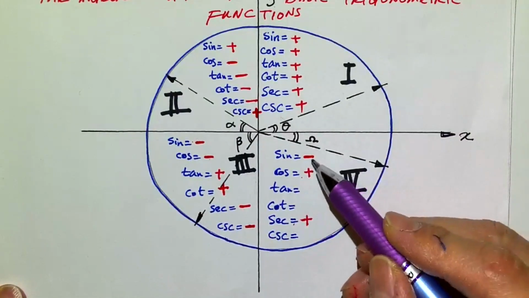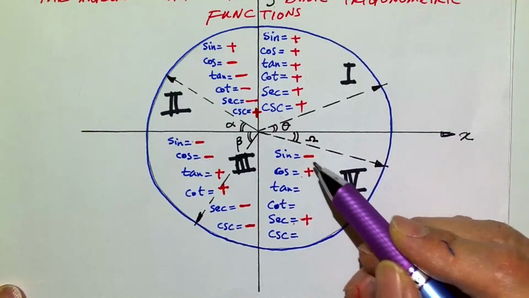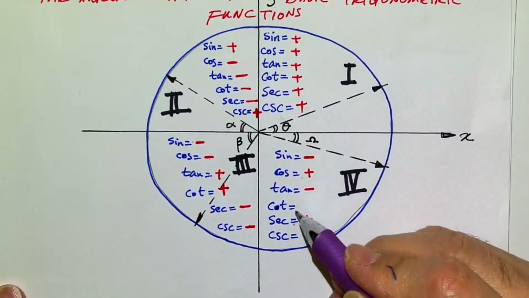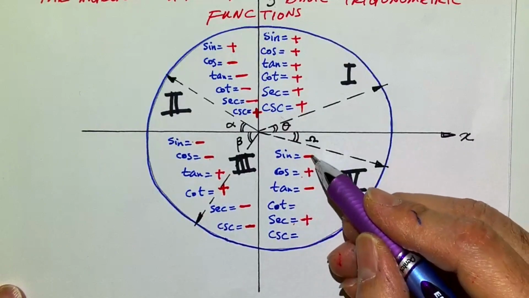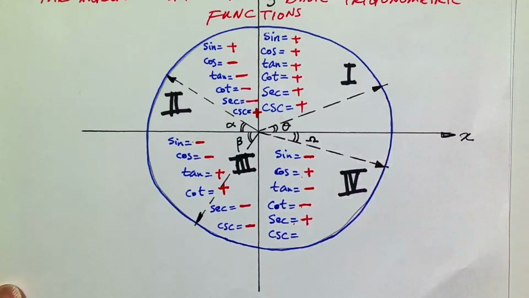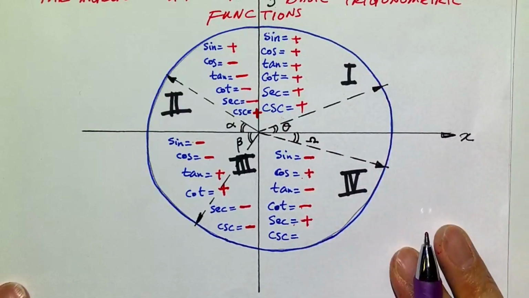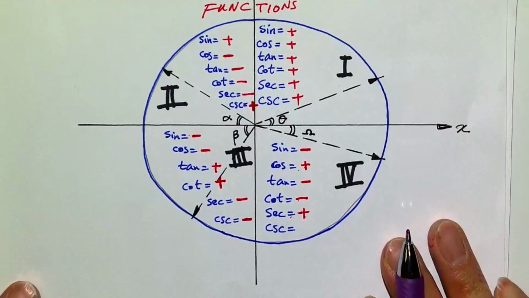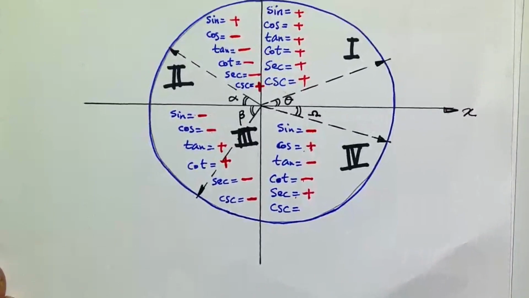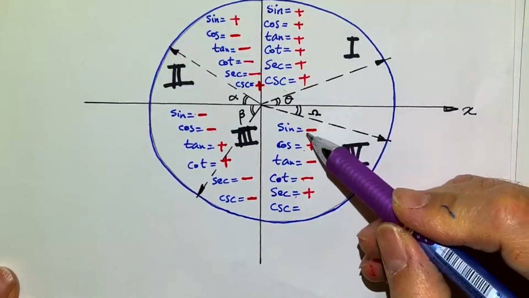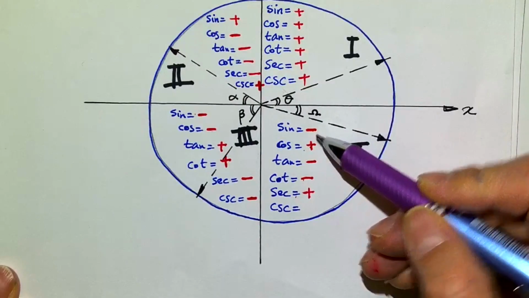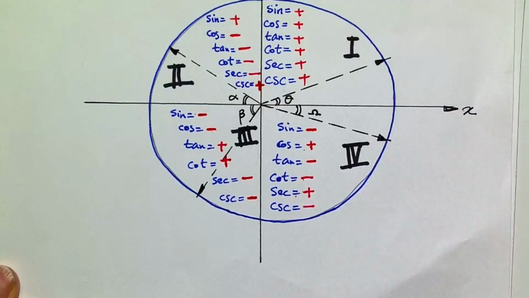Tangent function is the ratio of sine divided by cosine. A negative number divided by a positive number, we get a negative number. Cotangent is the ratio of cosine divided by sine. Positive divided by negative, we get a negative number. Cosecant function is the reciprocal of which function? Do you remember? Cosecant function is the reciprocal of the sine function. So if you take the reciprocal of a negative number, what do you get? You get a negative number.